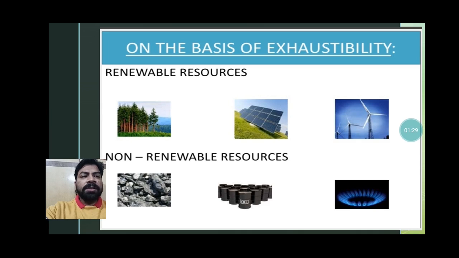When we talk about the resources on the basis of exhaustibility, there are renewable resources and non-renewable resources. You can understand simply that the resources which can renew themselves in a short time are called renewable resources. Non-renewable resources are those resources which take a long period of time for renewal and hardly renew, so they are called non-renewable resources. Examples are shown over here: you can see wind energy, solar energy, then forest. These are the renewable resources. Non-renewable are coal, petroleum, natural gas.